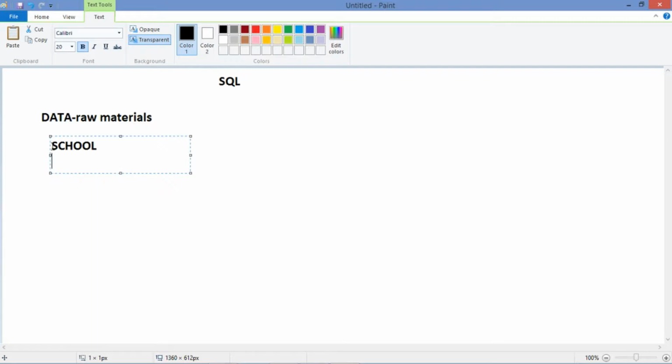In school, we have students, we have teachers, right? So how do they store their data? They store the data about students. They store the data about teachers. They store the data about student IDs, that is, each student has a different ID. They store the data about student address. So these are the different categories where they store their data. This is one example of a school management system.